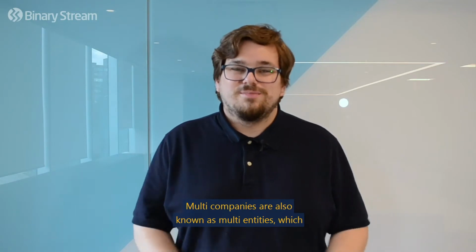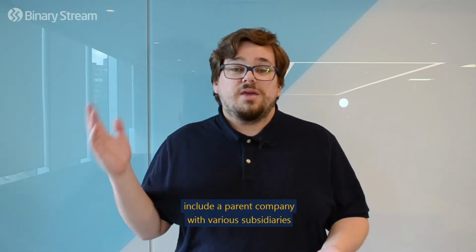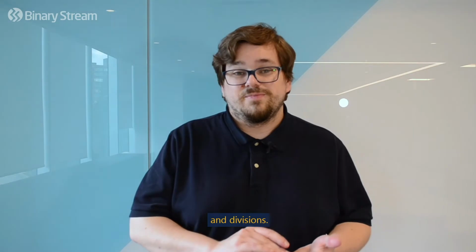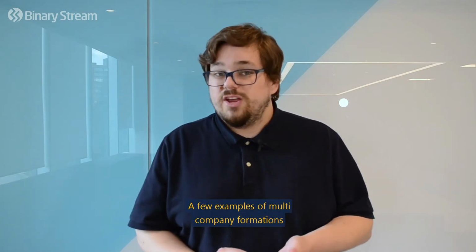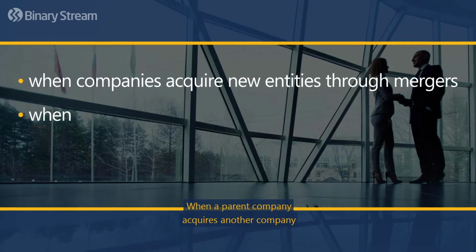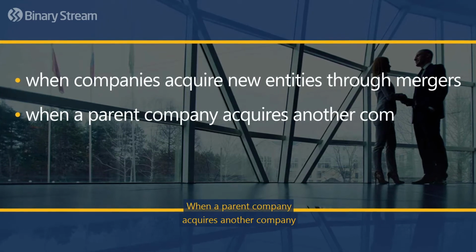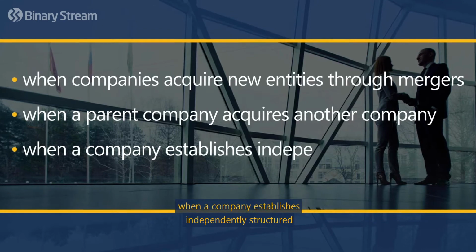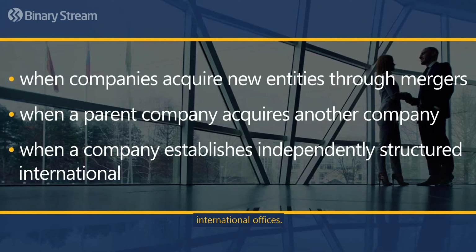Multi-companies are also known as multi-entities, which include a parent company with various subsidiaries and divisions. A few examples of multi-company formations include when companies acquire new entities through mergers, when a parent company acquires another company, when a company establishes independently structured international offices.